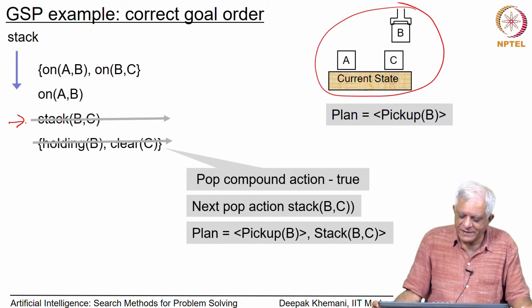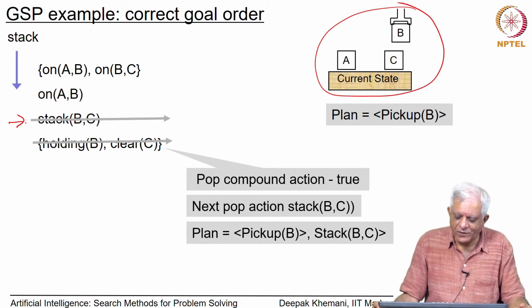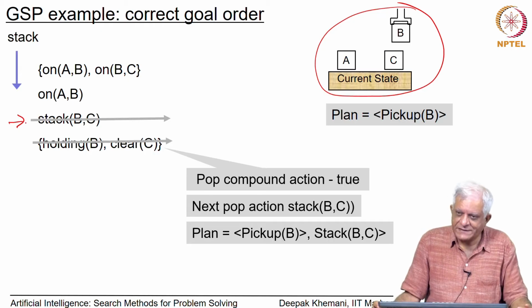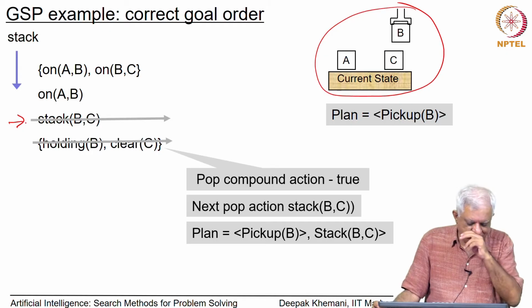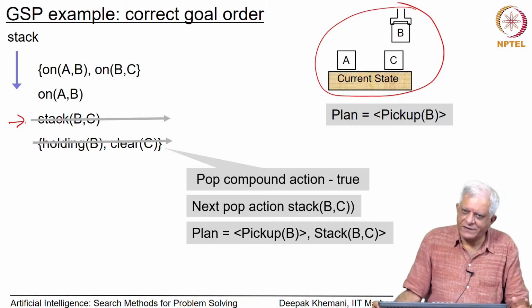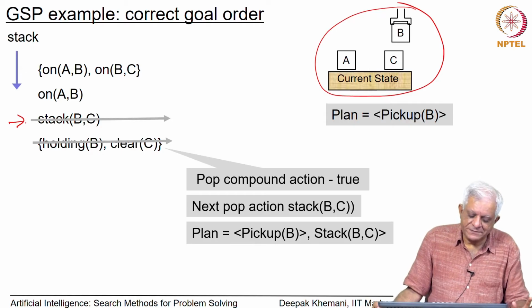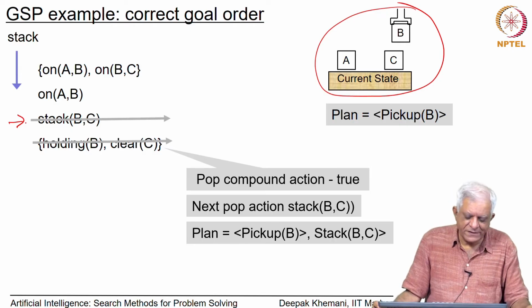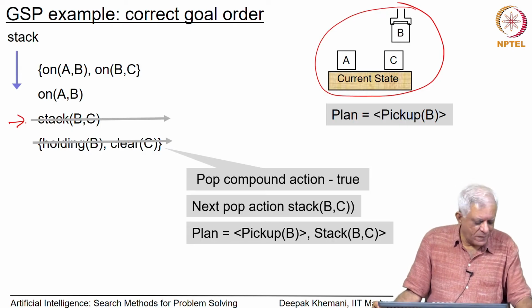So, the plan, as you can see now, is constructed in the forward manner. The first action is that you pick up B, which is true in the initial state, then you are holding B, and the second action is stack B onto C. So, that is also possible, and so we have achieved the first sub goal that we wanted to achieve, which is that you want to make on BC true. At the end of these two actions, on BC will become true, and this, remember, is the correct goal order. So, everything is going smoothly here.